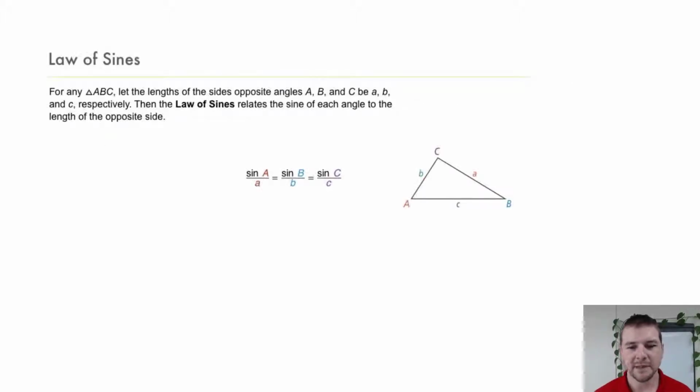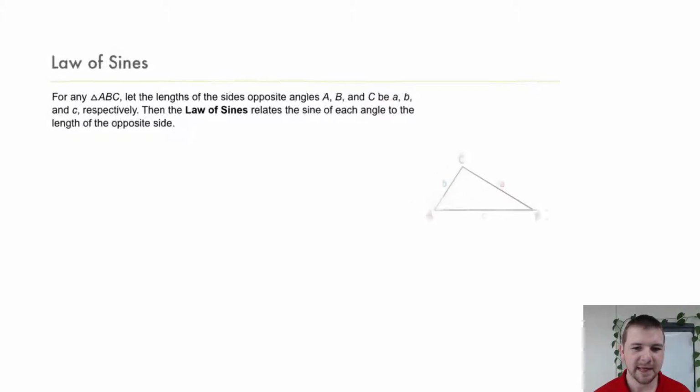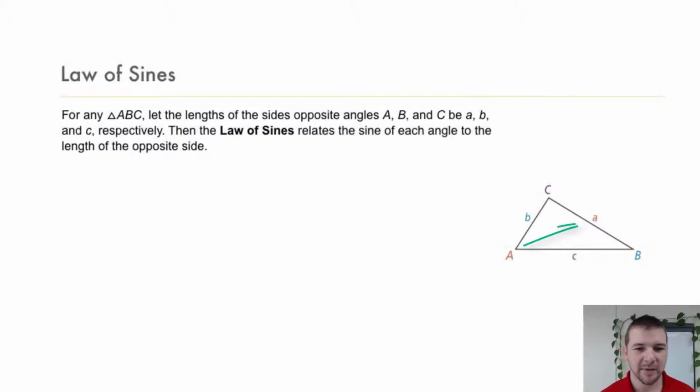The law of sines. For any triangle ABC, let the lengths of the sides opposite angles A, B, and C be lowercase a, b, and c respectively. This means that little a is across from angle big A, and so on. Then the law of sines relates the sine of each angle to the length of the opposite side.